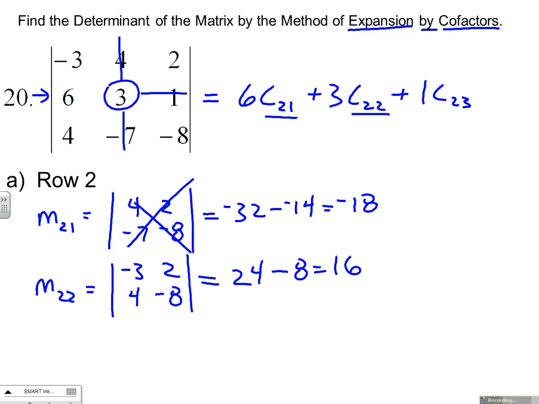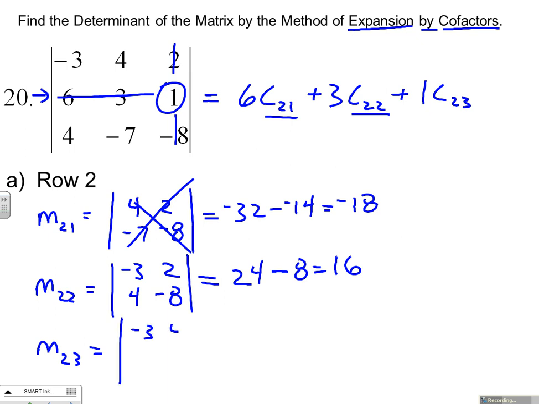Okay, to find minor 2-3, my value that's in 2-3 is this guy. I eliminate his row, could be her row, I suppose, and her column, and I am left with minor 2-3 is -3, 4, 4, -7. Downward diagonal, -3 times -7, 21, minus upward diagonal, 4 times 4, 16, and I get 5.